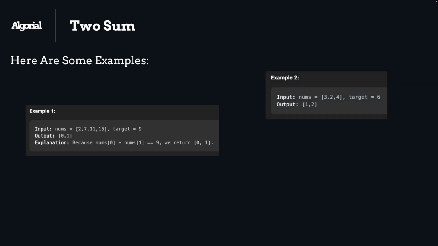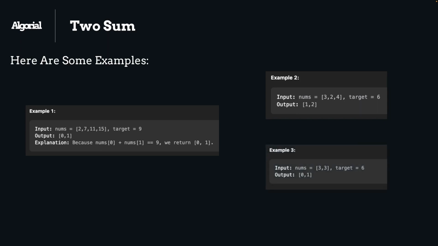In the second example, we have 3, 2, 4, and our target is 6. If we add up 3 and 2, it's going to be 5, but if we add up 2 and 4, it will give us our target value of 6, which we are looking for. So we will return their indices, like 2 is at index 1 and 4 is at index 2.